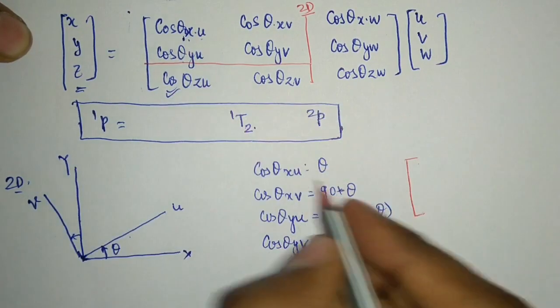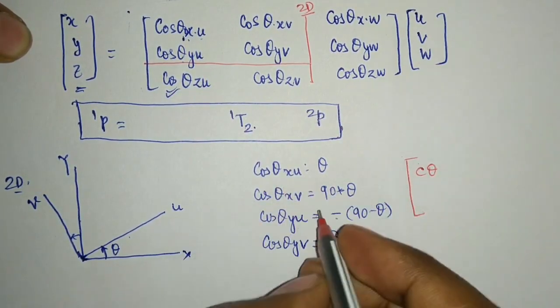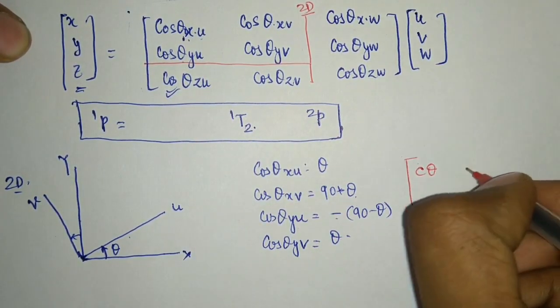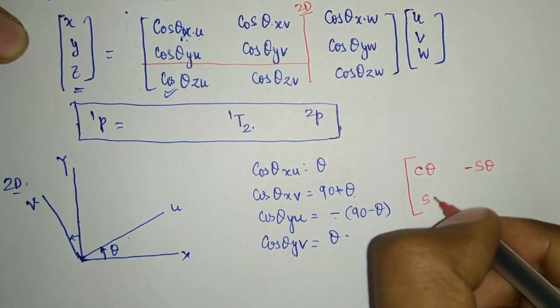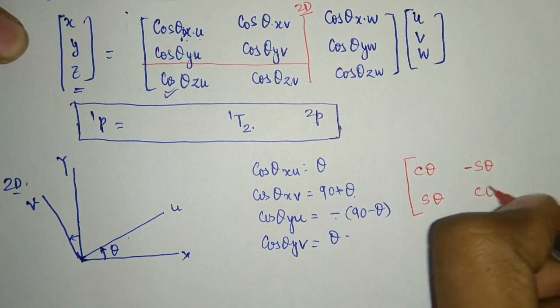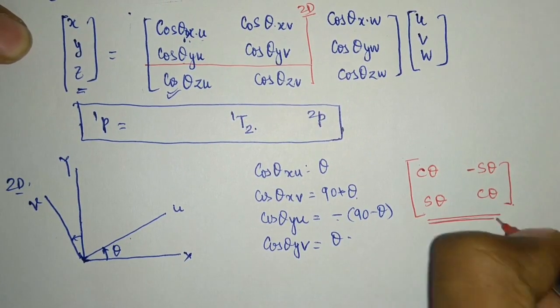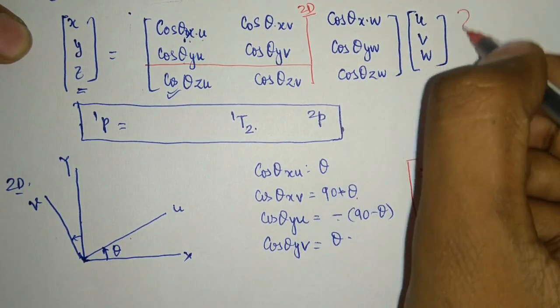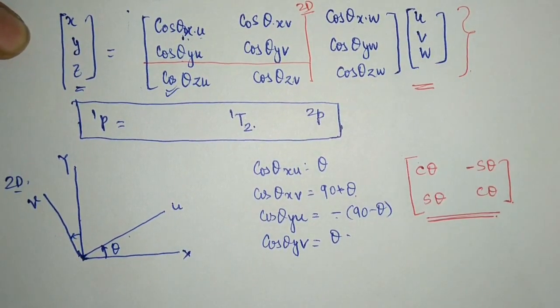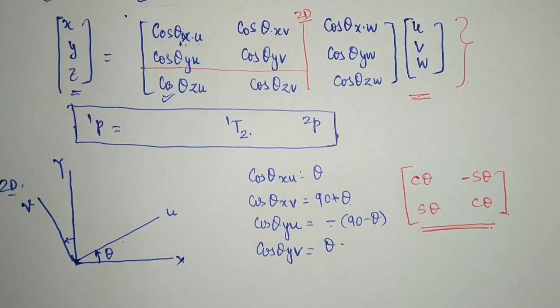Then the first one is cos of theta, right? The second one is cos of 90 plus theta, and cos of 90 plus theta is minus sin theta. The third one is cos of 90 minus theta, that is sin theta. And the fourth one is cos theta, and this was the same matrix that we got earlier. So this matrix you can remember in order to represent any frame which is defining a point in space. Okay, so that is how we get it here.